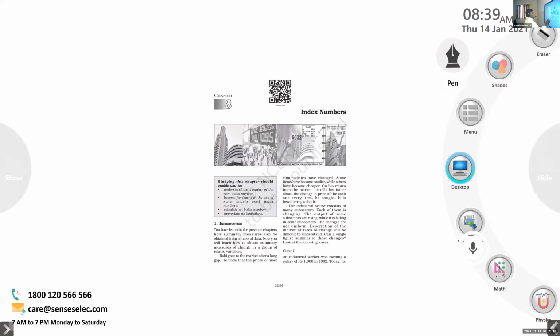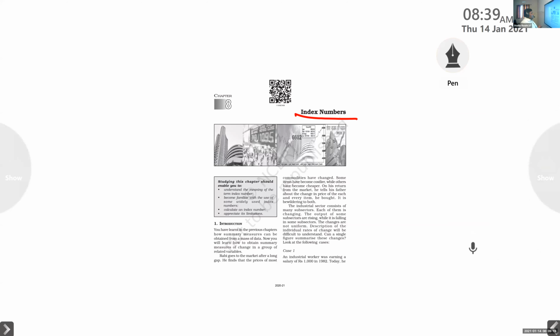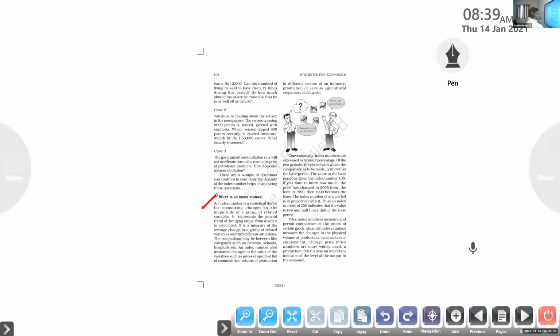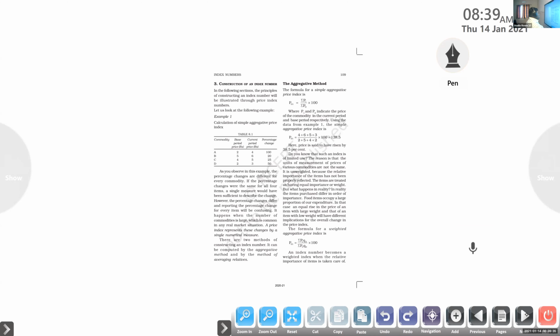It is index numbers. We already know what the different methods are to calculate the index number and how we can interpret the data. That's what we discussed in the earlier classes, and we are moving forward. Yesterday we completed what index numbers are, the important uses of index numbers, and the construction of index numbers. We used a simple method, the simple aggregative price index, and that is completed.